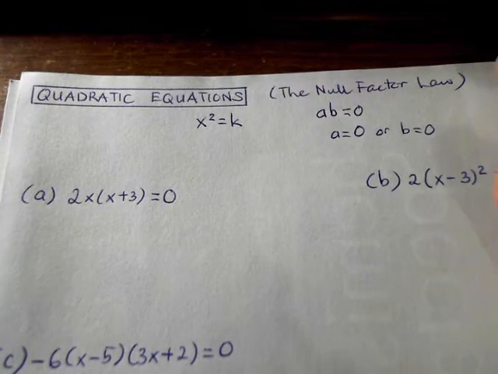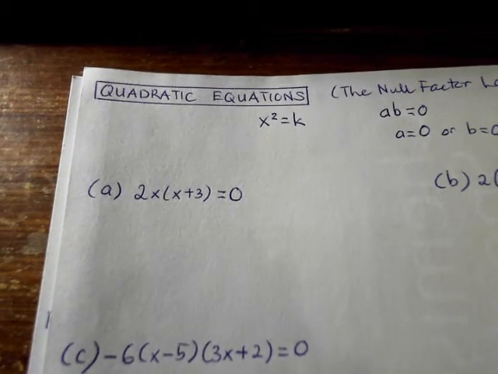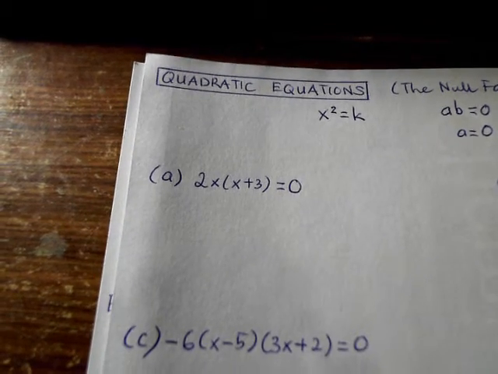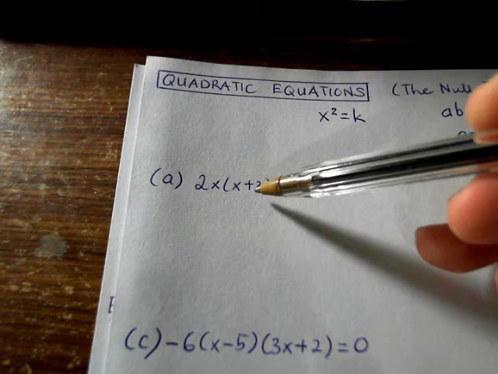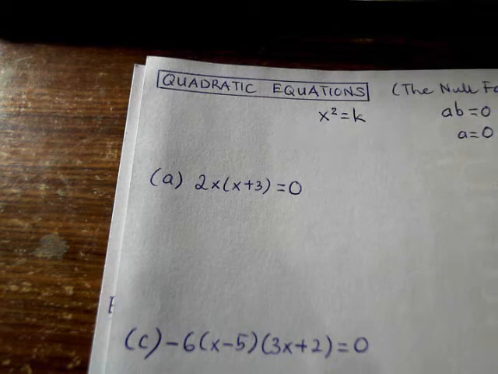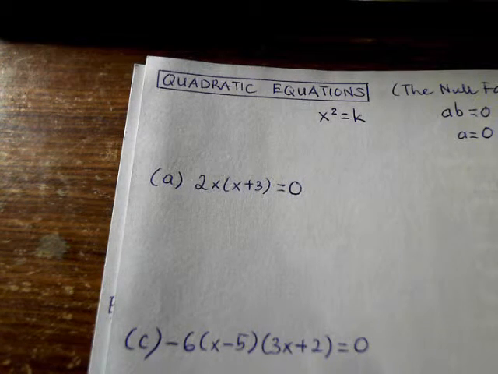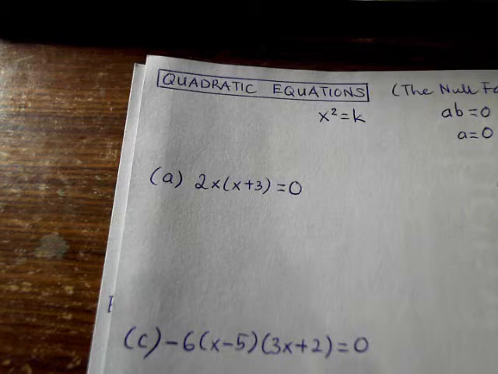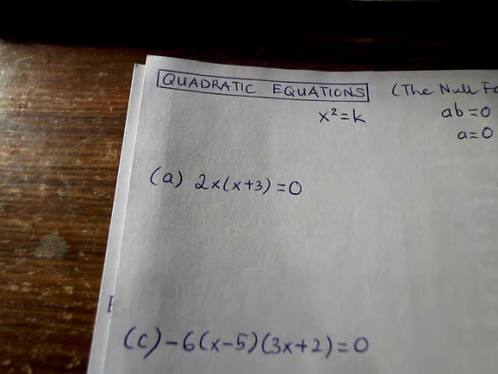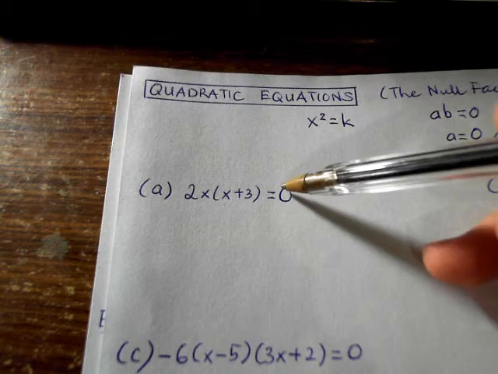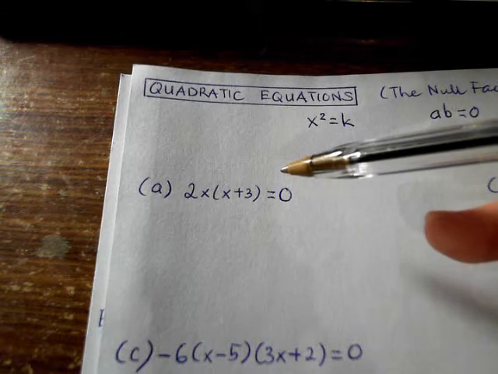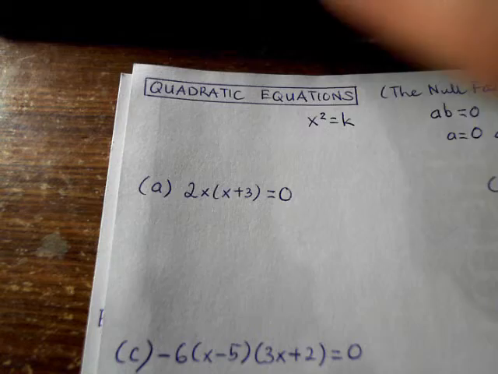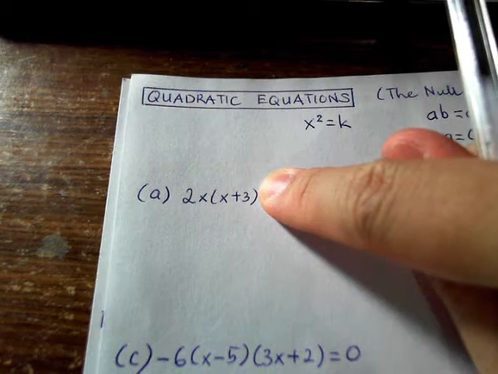So we're going to look into 3 examples to show you what we can do using the null factor law. We would have seen a similar expression when you factorize a particular equation. Now, the difference between the factorization and the null factor law is that the null factor law will definitely give you an equation equal to 0, whereas the factorized equation will only give you just this part.